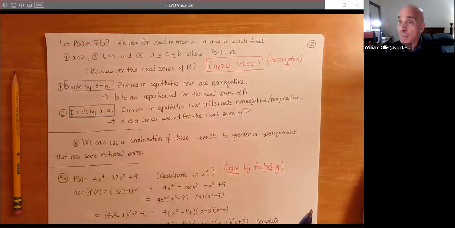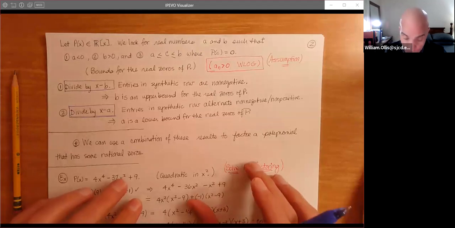It will just give you a bound. And sometimes that's better than nothing. So like I say, it's not the end-all theorem, but it's certainly a way to cut down on work when you're looking for rational zeros.